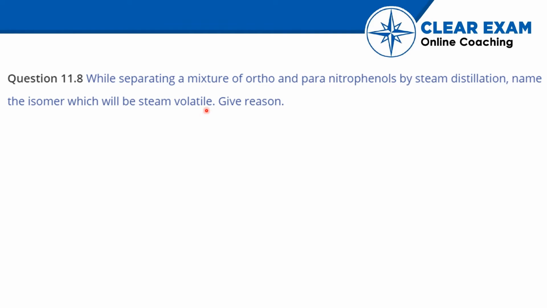The question is, while preparing a mixture of ortho and para nitrophenols by steam distillation, name the isomer which will be steam volatile. Give reasons. So, what is nitrophenol? I will just draw a figure.